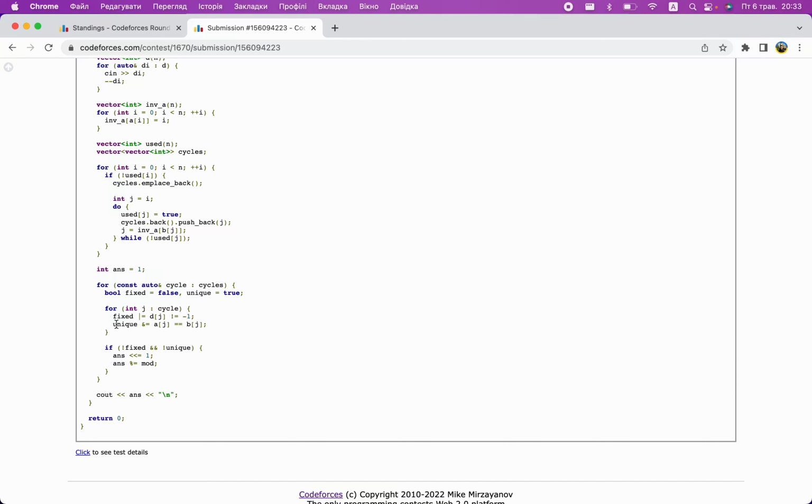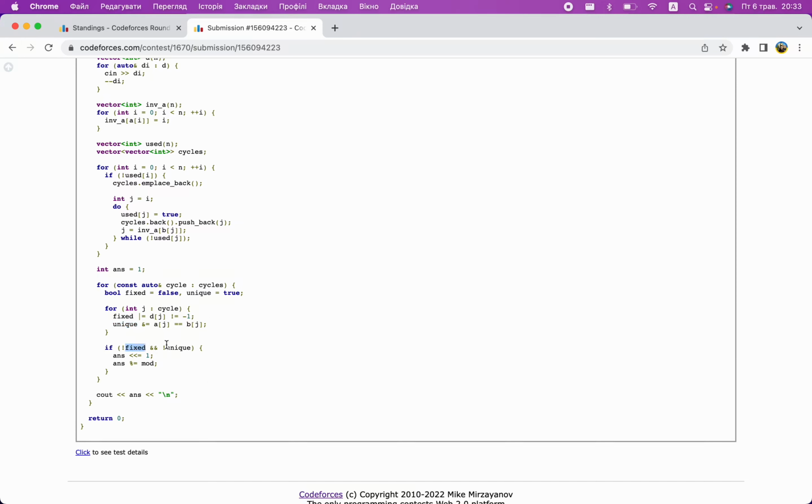But also there is one tricky moment. If in this cycle A is completely equal to B, then even if the permutation is not fixed, you still don't get a choice. So there are two properties that are important for each cycle: whether the value A or B is fixed, and whether picking A or B actually makes any difference, so whether the value is unique.